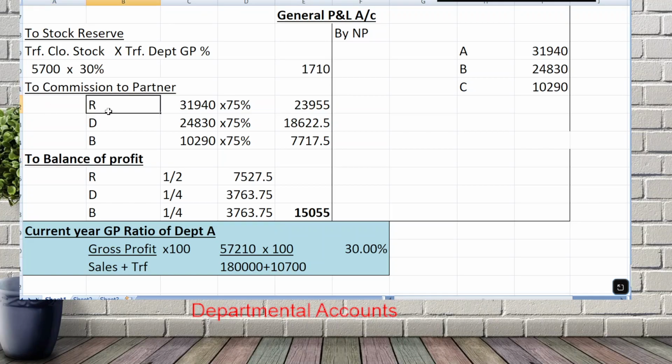Commission to partner is nothing but departmental profit into 75%. Whatever may be the departmental profit, into how much percentage? 75%. The remaining profit is shared amongst the partners in which ratio? Agreed ratio, 1 by 2, 1 by 4, 1 by 4. Unless the student has worked this out in class or practiced it, the application will not come directly in the exam. Especially the apportionment of expenses. Definitely the student might go wrong, especially in the salaries and wages area.